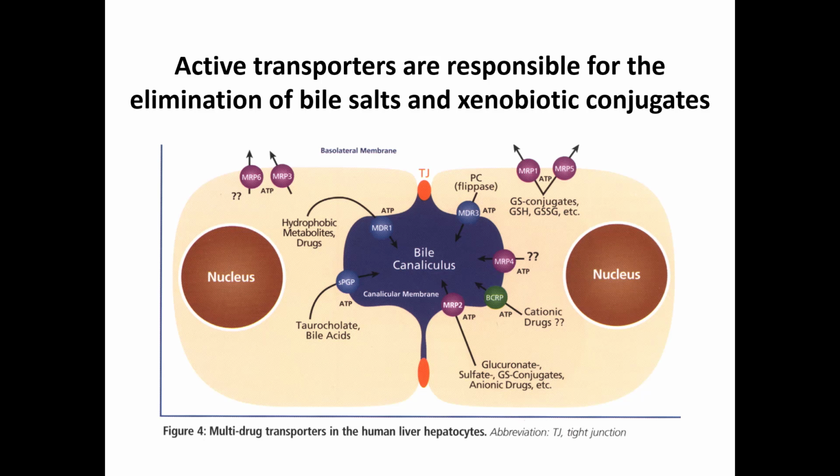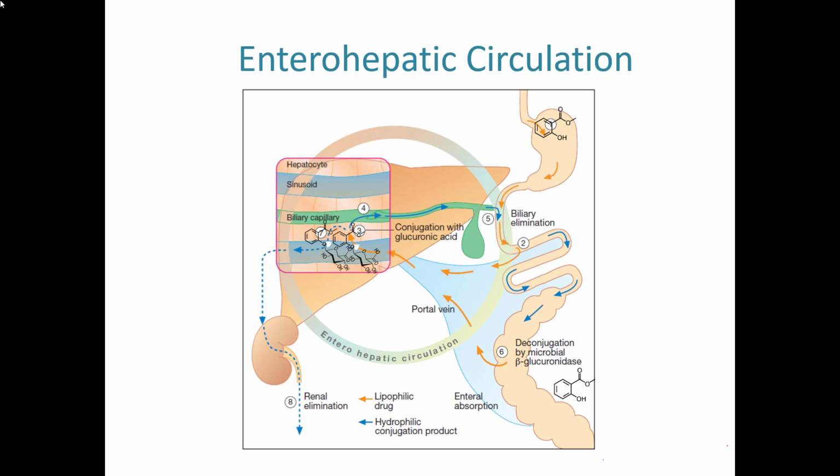This figure shows a close-up illustration of 2 hepatocytes and a number of transporters that facilitate the elimination of bile salts and xenobiotic conjugates through the bile. In this figure, the blue and orange arrows indicate typical absorption of lipophilic and hydrophilic conjugated products. This is in contrast to enterohepatic circulation. Enterohepatic circulation is the circulation of a drug or other substances from the liver to the bile, followed by the entry into the intestines, absorption by the enterocytes, and transport back to the liver.